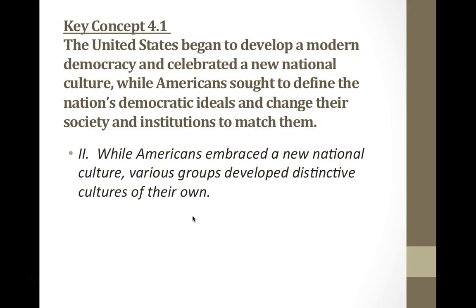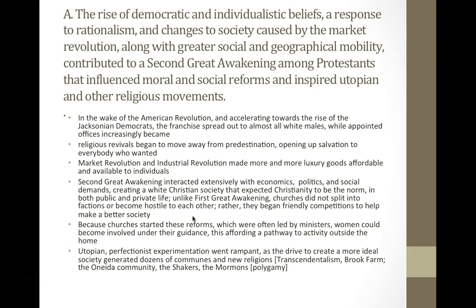All right. We're still trying to define what the nation's democratic ideals are and how we change our society to match democratic ideals. All right. We are going to see the beginnings of a distinctive American culture. All right. We're going to get the Jacksonian Democrats and franchise. When they talk about the franchise spreading out, they're talking about the right to vote. So the right to vote is going to spread out among almost all white males. Okay. Appointed offices increasingly become available to all white males as well.